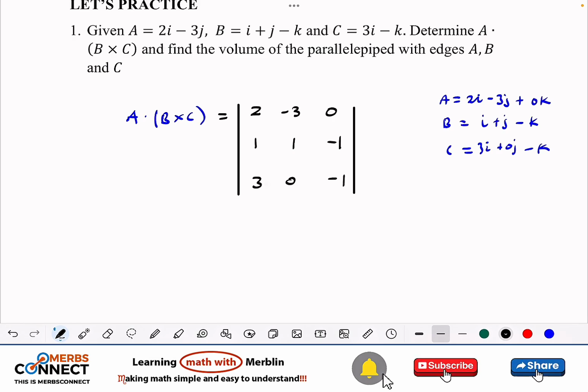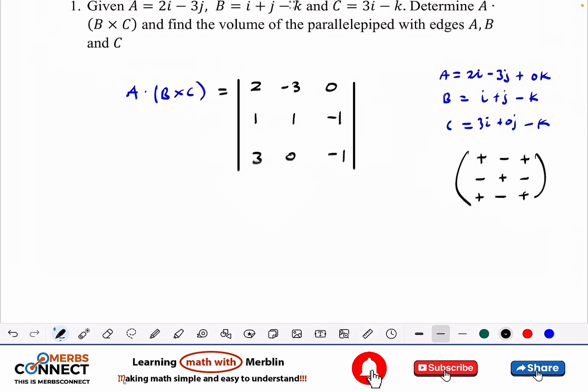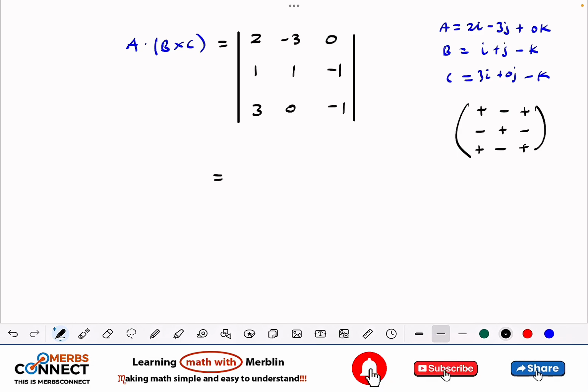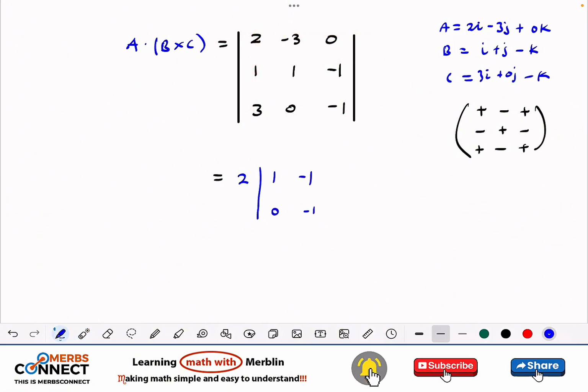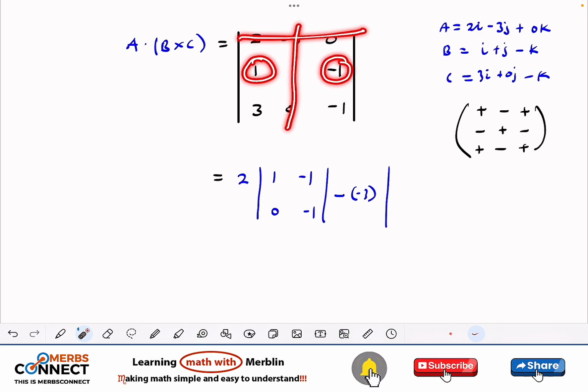But when you are doing this, don't forget the cofactors: plus, minus, plus, minus, plus. So let's try and find the determinant. If I pick the first row, I'm going to have 2. When I cancel the 2's row and column out, I'm left with 1, minus 1, 0, and minus 1. Then remember, this is minus, and this is also minus. So I'm going to have minus minus 3 determinant. When I cancel this row and column, I'm left with the rest.